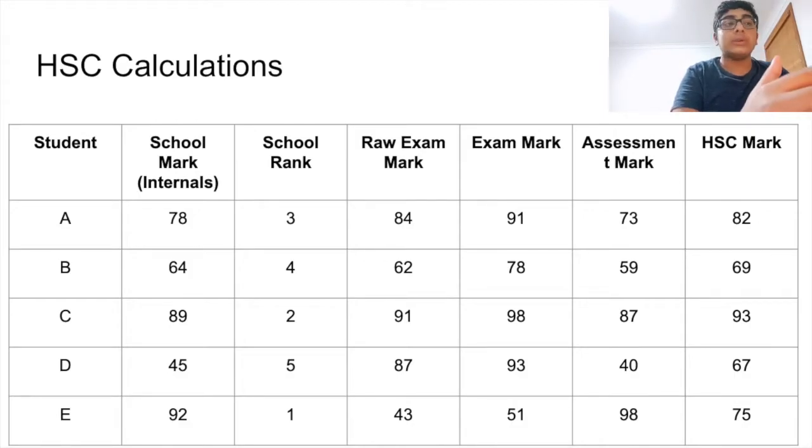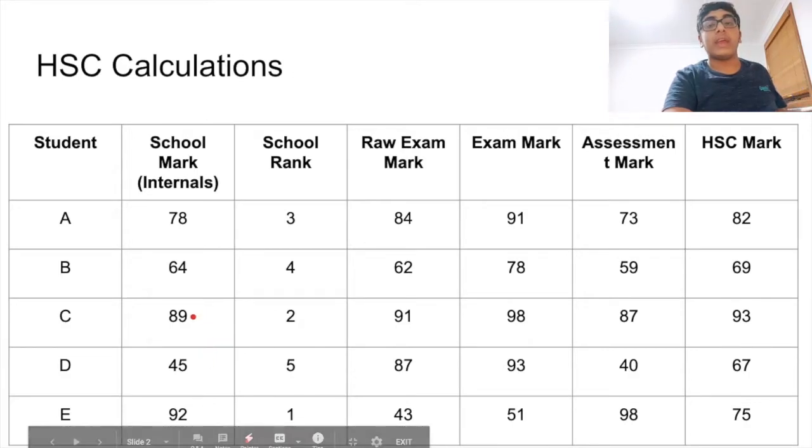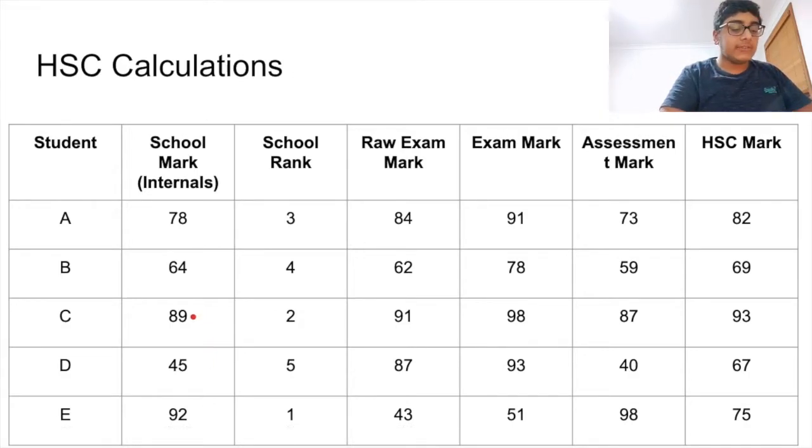They also take the differences between the ranks. For example, you can see here that first has a mark of 92, while second has a mark of 89. Therefore, there's a difference of 3 marks between them. Do you understand? So they also factor in the fact that there are 3 marks between them.